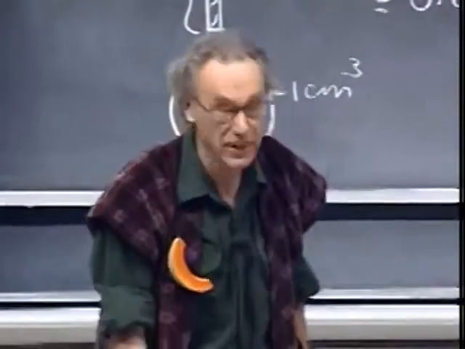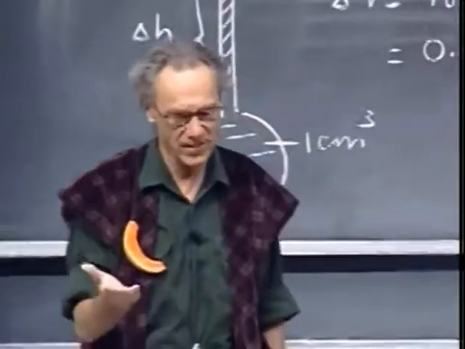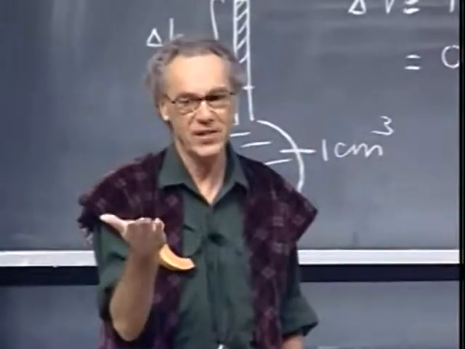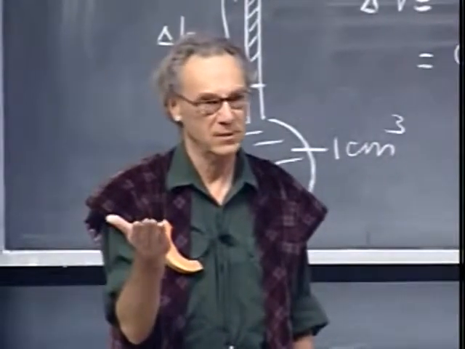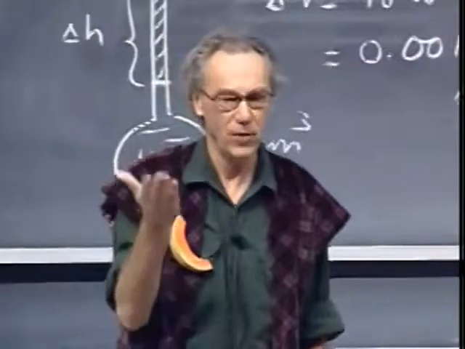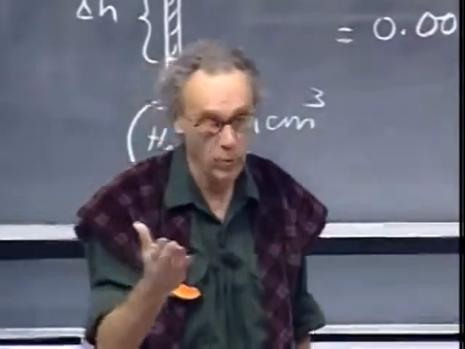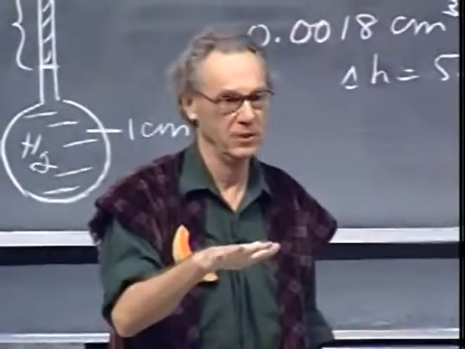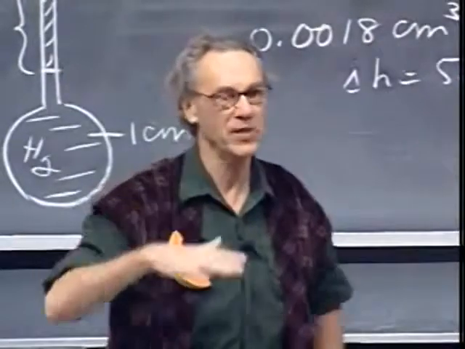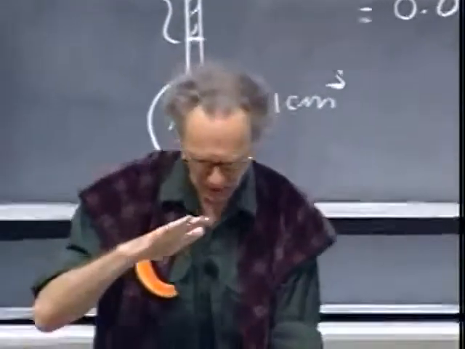This is why the Titanic sank, because ice floats on water. Ice has a lower density. Without ice floating, no icebergs. This is why you can skate on ponds, because ice has a lower density than water, so ice floats on water.